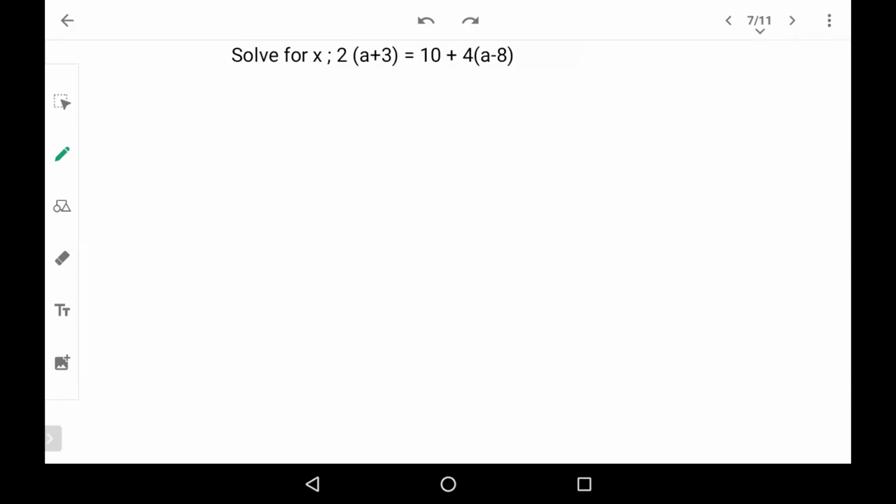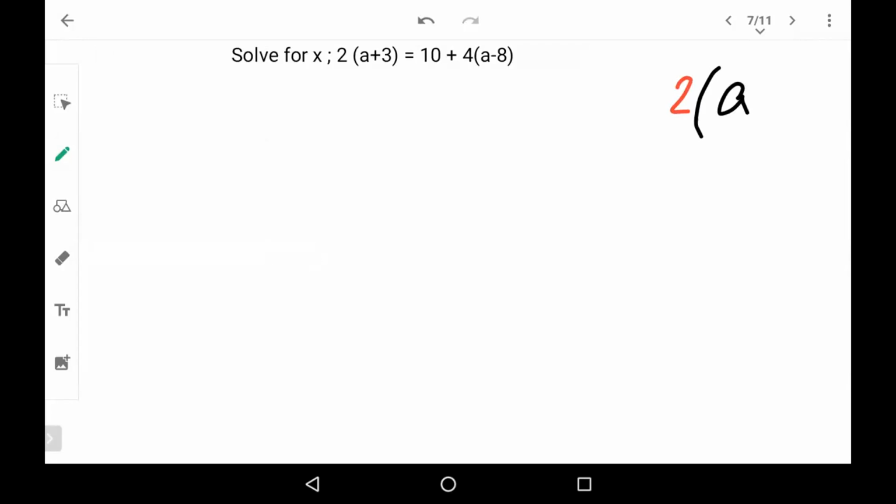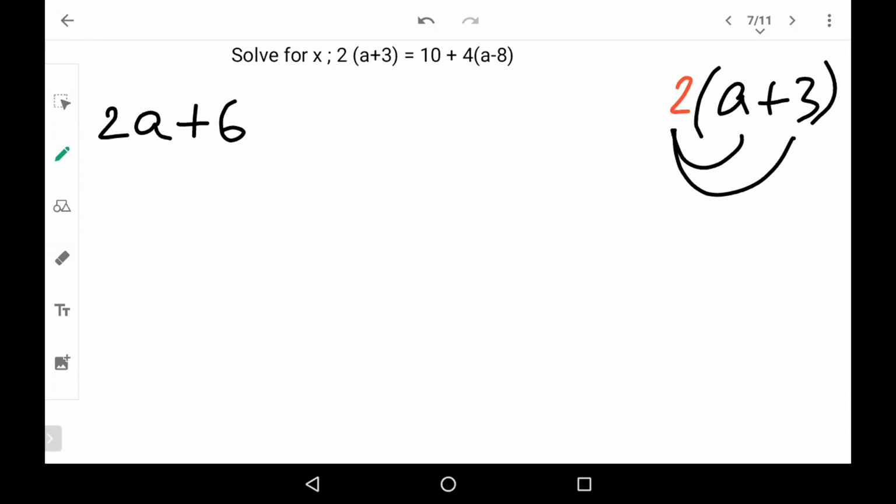Okay, so first expression is 2 into a plus 3. So 2 into a is 2a. 2 into 3, 2 threes are 6. Okay, this is on one side. Then on the other side, I will keep 10 as it is because it is a constant. You cannot do anything with the 10 as of now. Later we will simplify. Then plus, I have another expression, 4 into a minus 8.